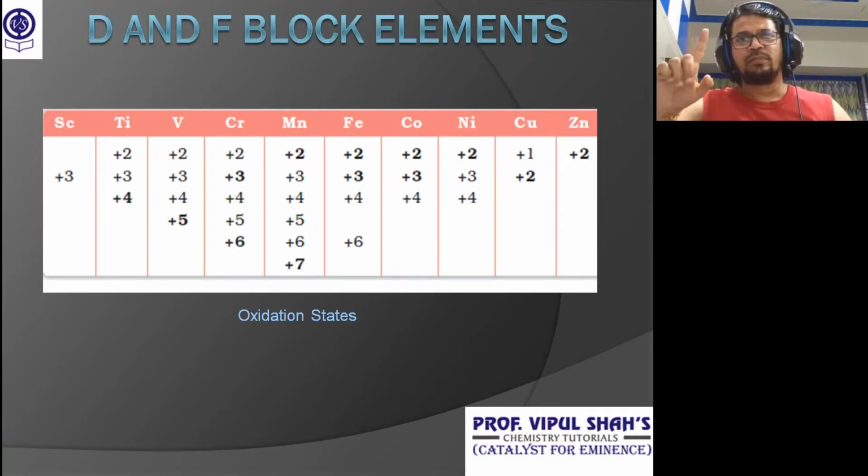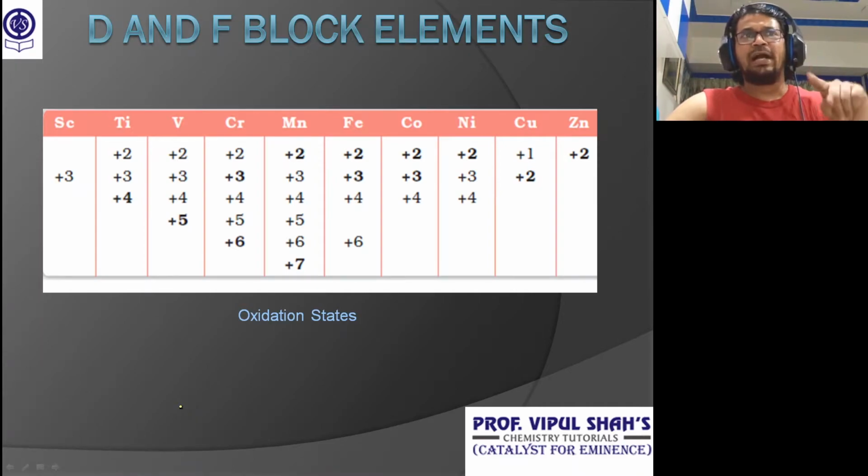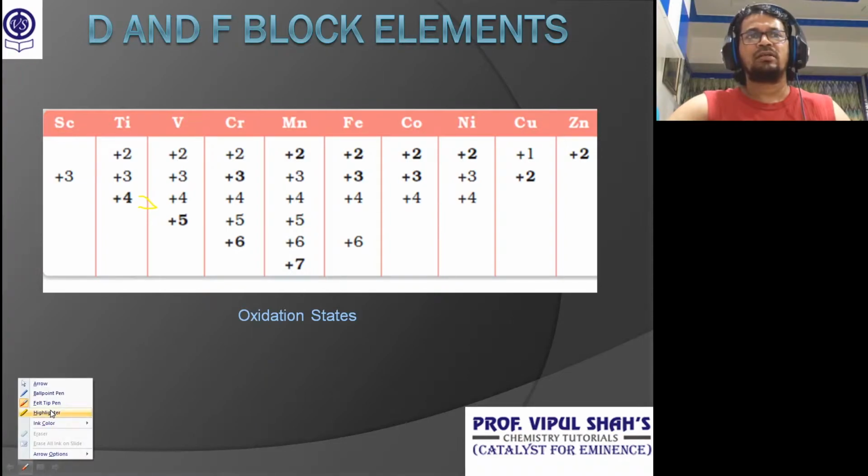Now on this table, something important. I want everybody to observe this. The highlighted ones are its stable oxidation states. For example, scandium stability is more in its +4 oxidation state.